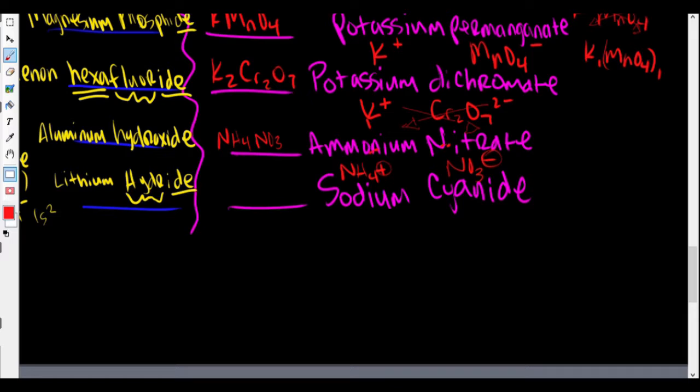Sodium cyanide. So sodium is Na+ as an ion, and then cyanide is CN-. So again, we have a +1 charge and a -1 charge. Those are going to balance out to 0. So this is just going to be NaCN. There you go for that.